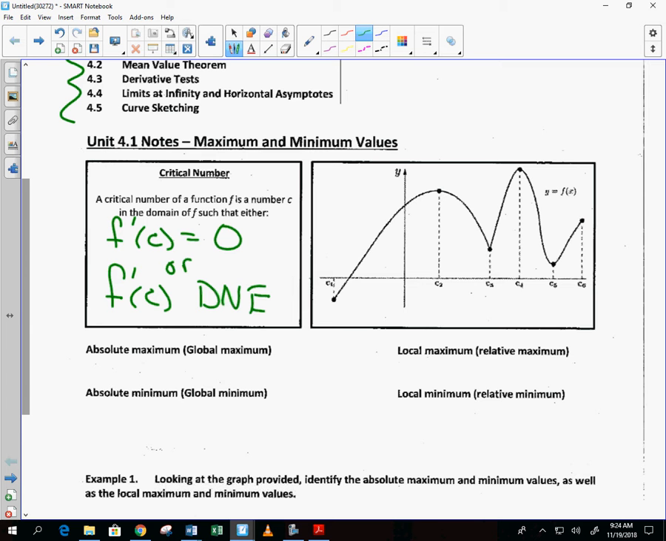Exactly. So as you look at this graph right here, we have this spot. It's an endpoint. You can't take the derivative at an endpoint. Here, the derivative is equal to 0. Those are the most common ones. Here, we have a corner. That becomes an issue. We have another spot where the derivative is equal to 0. We have another spot where the derivative is equal to 0. And then we have, again, that corner value.